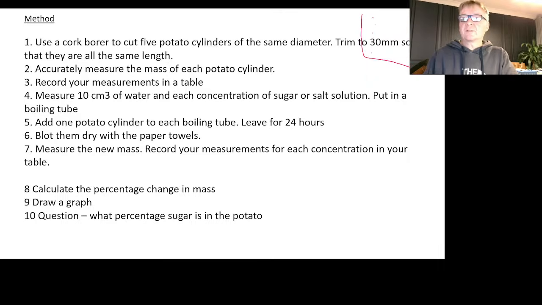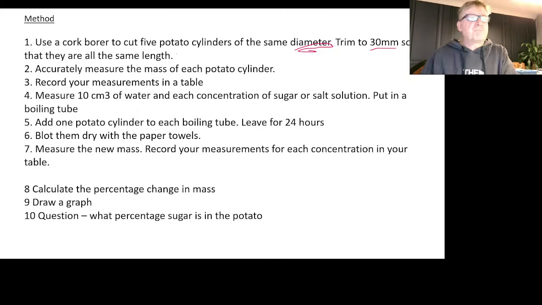Now, what I'm going to do now is I'm just going to rub that bit off, okay, but you do yourself a plan if the question is big enough. Part 1, use a cork borer or a core borer to cut 5 potato cylinders of the same diameter. Okay, so it is diameter that you're doing there, which is important. Trim to 30 millimeters, 3 centimeters, you could do 50 millimeters, whatever it is, make sure that you're just writing in the correct number. So they're all the same length.